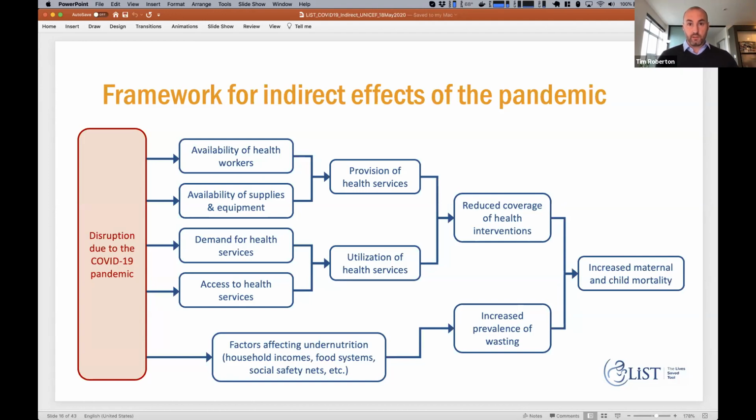And we see a second path along the bottom, which is a pathway largely outside of the health system by which wasting is increased. We're imagining that the pandemic will increase or disrupt factors affecting undernutrition, for example, household incomes, food systems, and social safety nets, that we imagine will lead to a rise in the prevalence of wasting, and that in turn will also increase maternal and child mortality. Wasting largely doesn't kill kids itself, but rather increases the risk that a child might die from infectious diseases. I want to come back and unpack those two broad pathways in a minute.